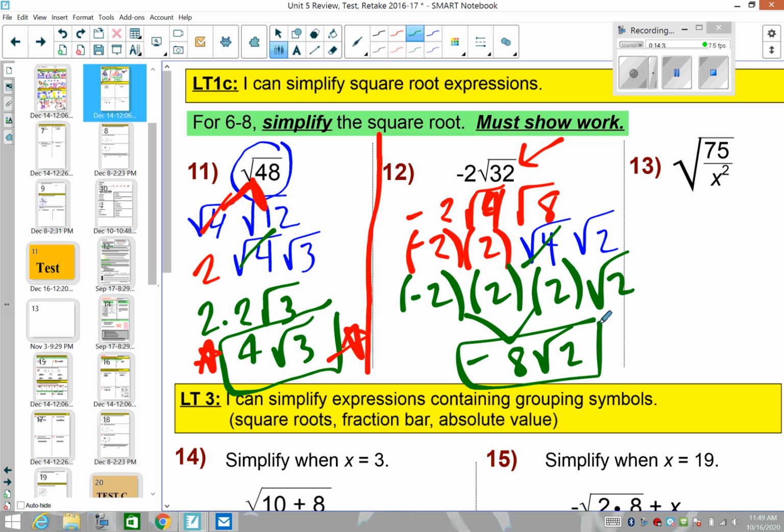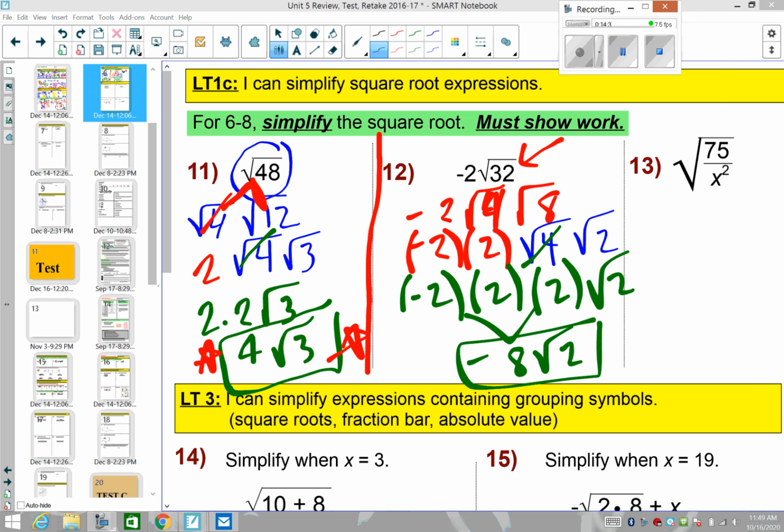So I know that's pretty fast. You can pause it if you want. Super important future skill, just not hitting us in the Minnesota standards right now as heavy as a power standard.